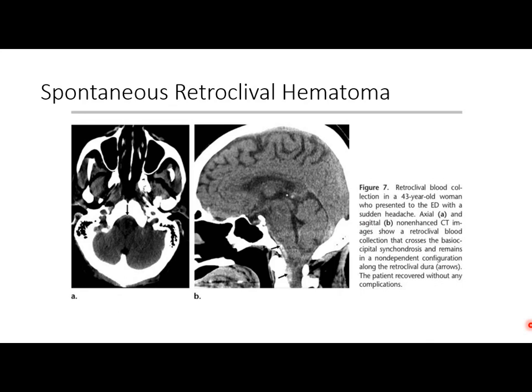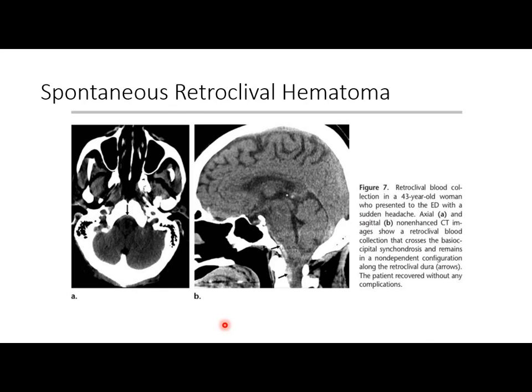We have another entity, which is spontaneous retroclival hematoma. The patient will present with severe headache, which is tender, and on imaging it will show bleeding retroclival and anterior to the pons. And this is the basioccipital synchondrosis. This is the most common area for this hemorrhage.